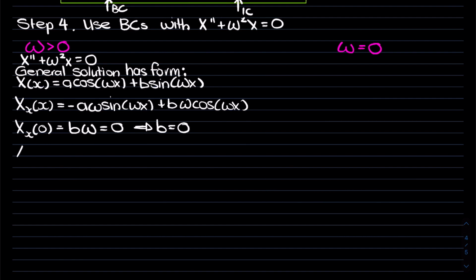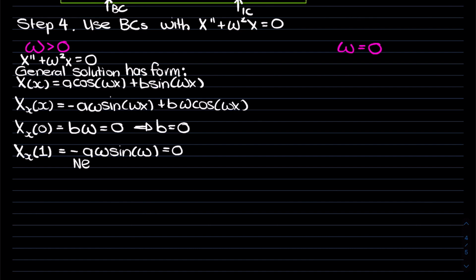Now we plug in our second boundary condition, which is when x equals 1, and this also has to equal 0. So we get negative a lambda sine of lambda, the x just goes to 1, and that's supposed to equal 0. Now we can't let a equal 0 here, because if both a and b equal 0, we just get the trivial solution, which again we're not interested in.